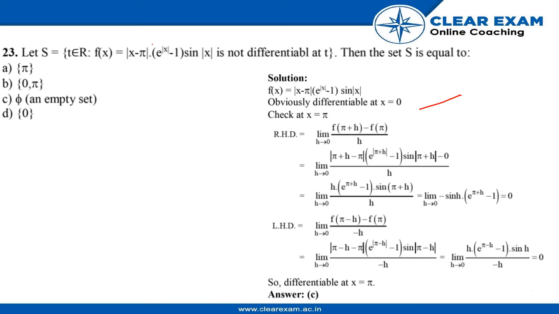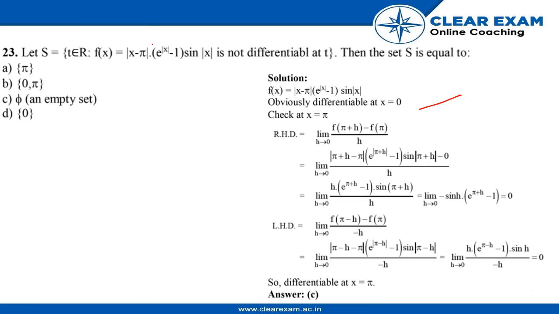After putting the values, we have |π + h − π| (e^{|π + h|} − 1) sin|π + h| − 0, upon h. Now we will open the mod in the next step, and the limit will be h goes to 0 in all. So after opening the mod, we have h (e^{π + h} − 1) sin(π + h) upon h. On further simplification, we will have −sin h (e^{π + h} − 1), which is equal to 0. This is our right hand derivative.